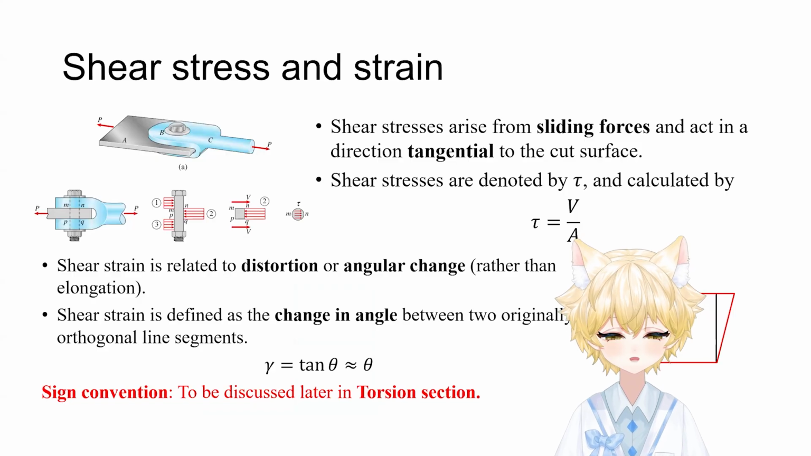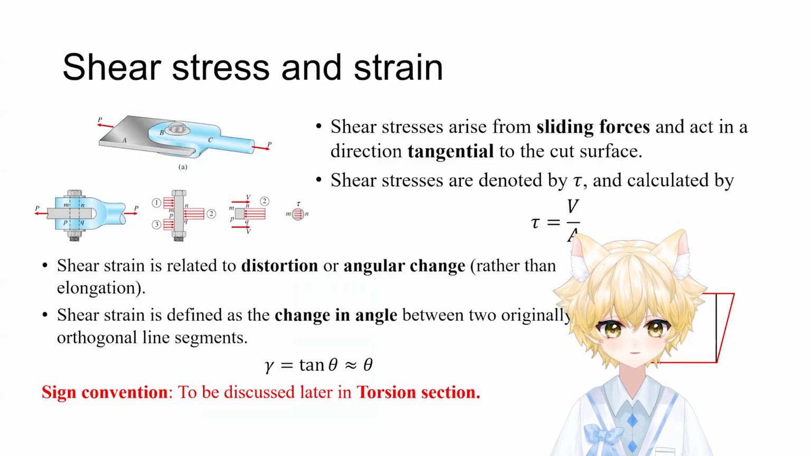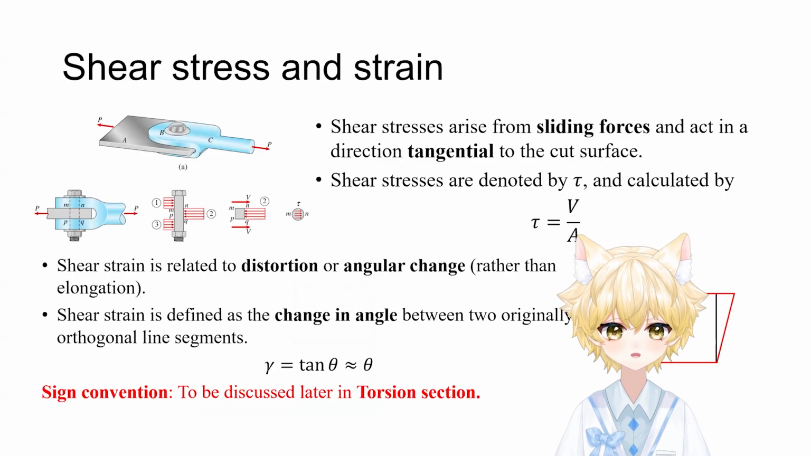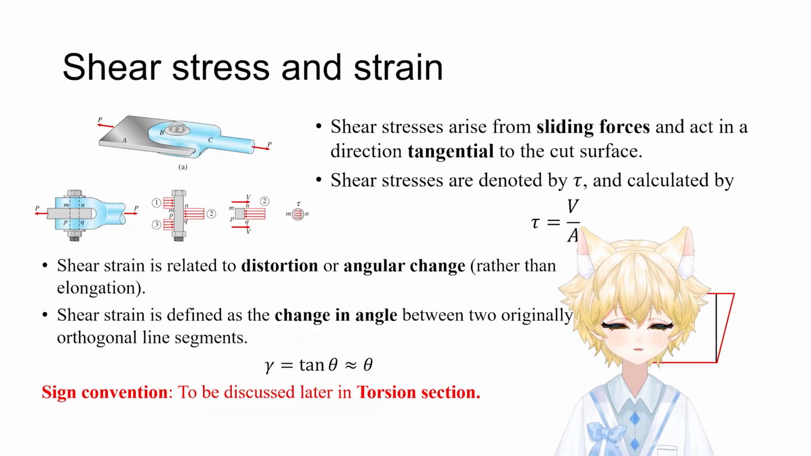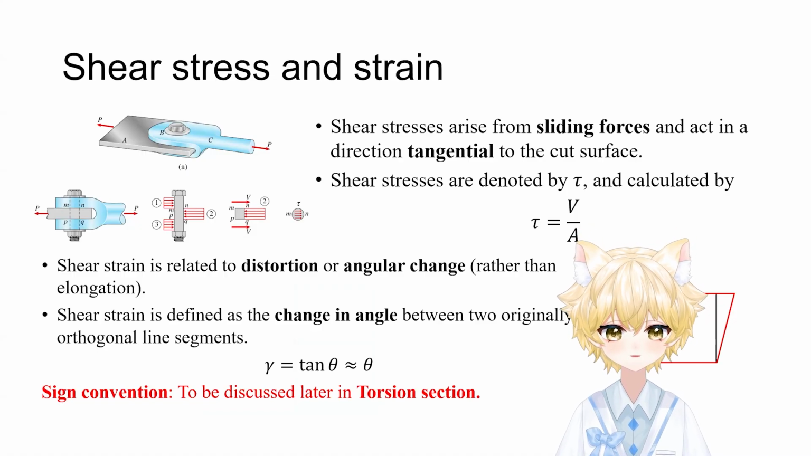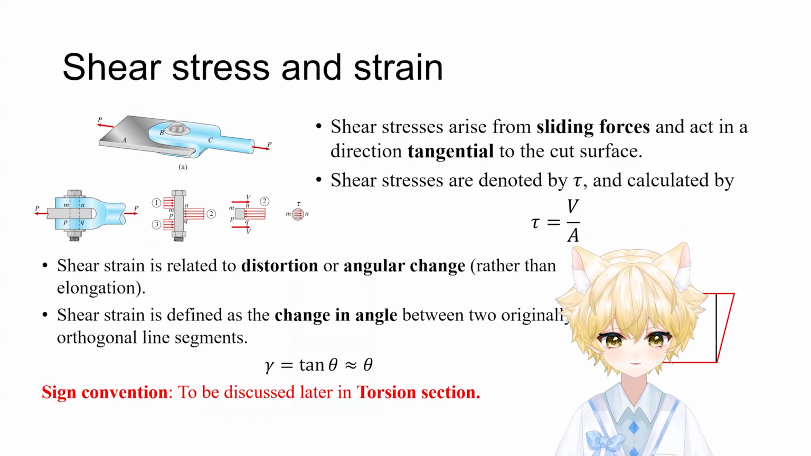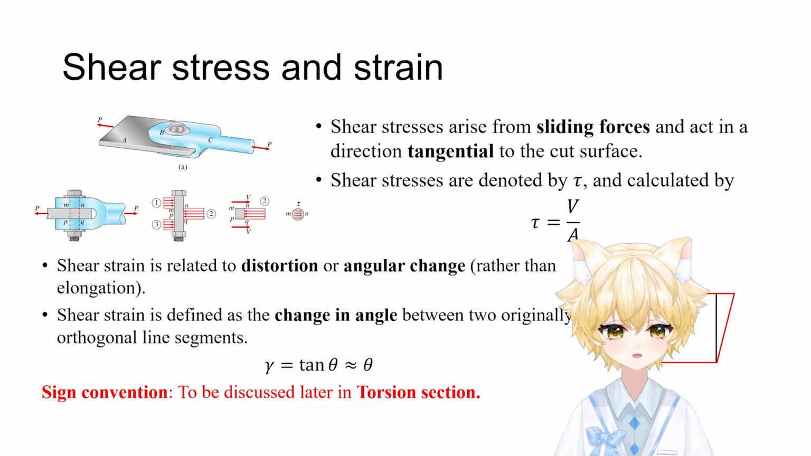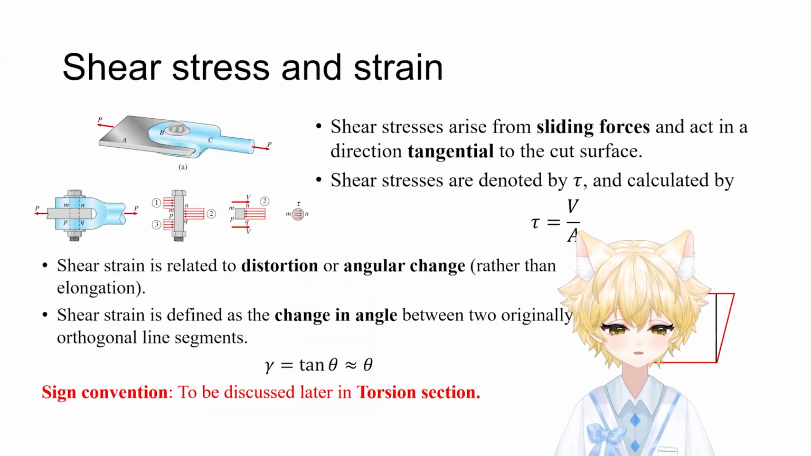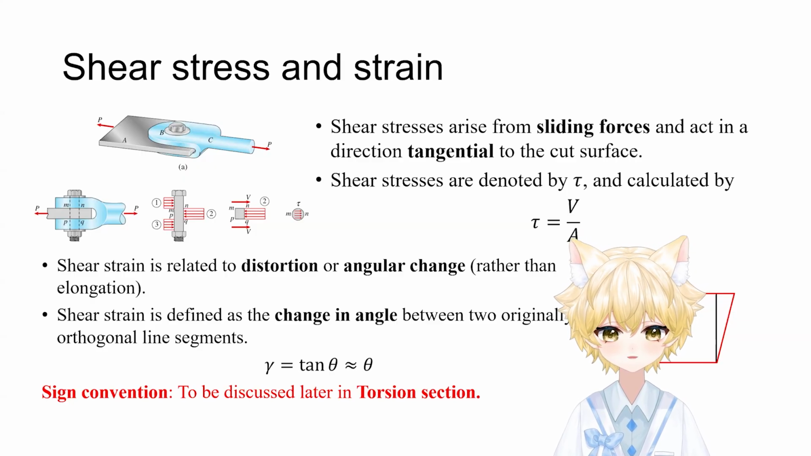If normal stress is about pulling and pushing, shear stress is about sliding. I want you to look at a diagram of the belt connection on the screen. When you pull on those plates, the belt isn't being stretched, right? It's being sliced. The force is acting tangentially to the cross-section. That is shear stress, and we denote it with the Greek letter tau. Tau is actually T-A-U, right?